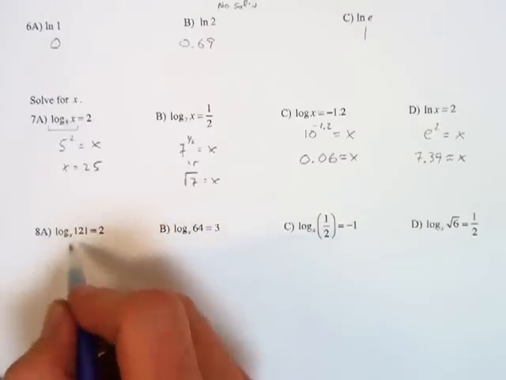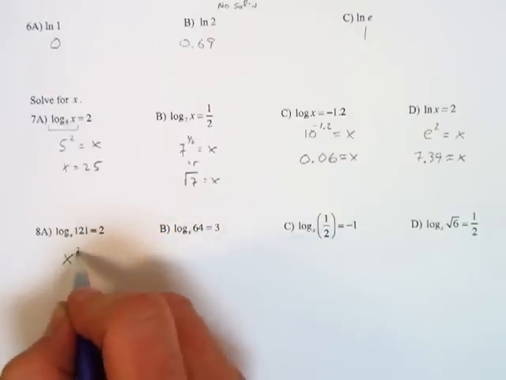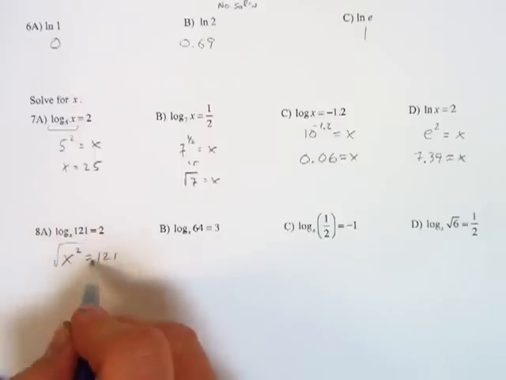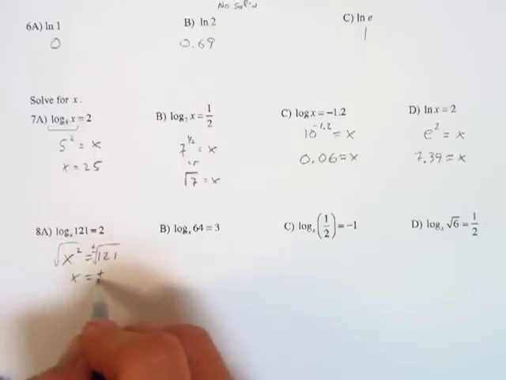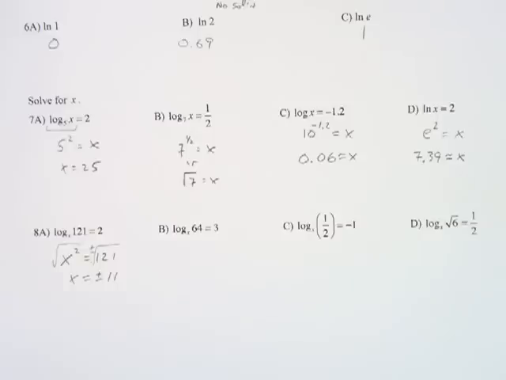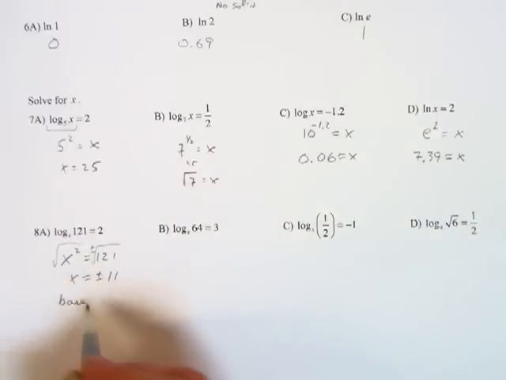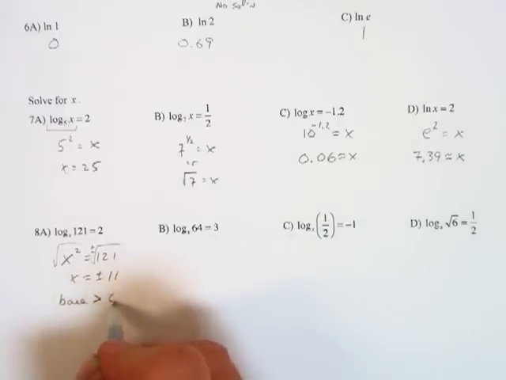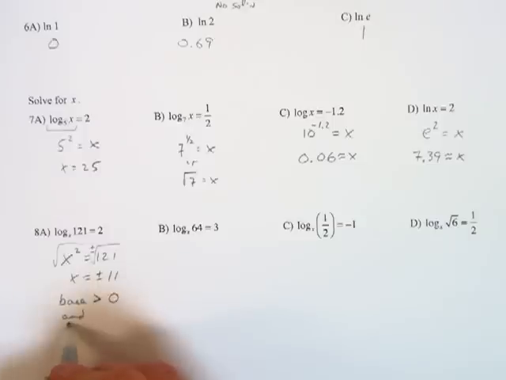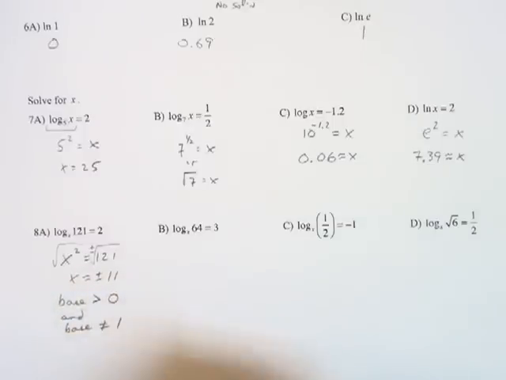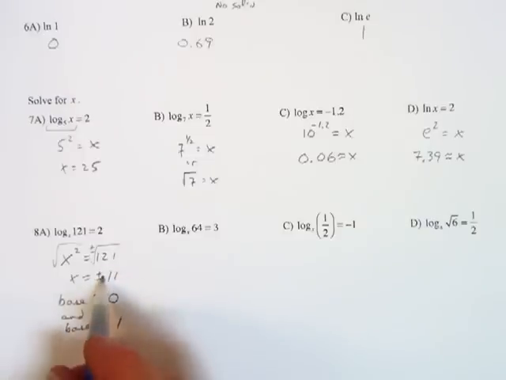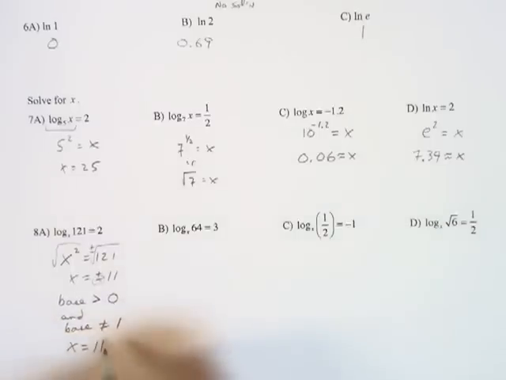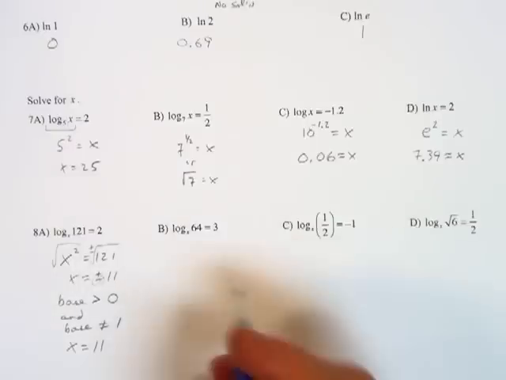Number 8. Our base this time is x. Our exponent is 2 equals 121. We're going to solve this. We put our plus or minus. x equals plus or minus 11. Now, what do you think about that? Well, you have to remember that when we're dealing with these, the base has to be greater than 0, and the base cannot equal 1. So that throws out negative 11 completely, and we have just one answer, x equals 11. Always when you're taking that square root, have your 2 answers, and then adjust when needed.